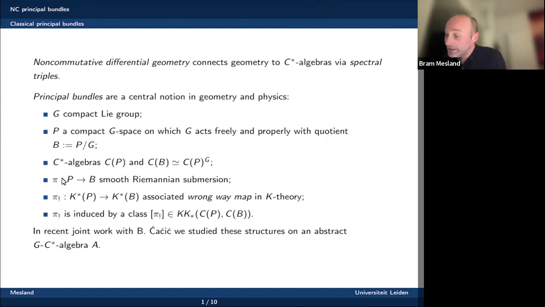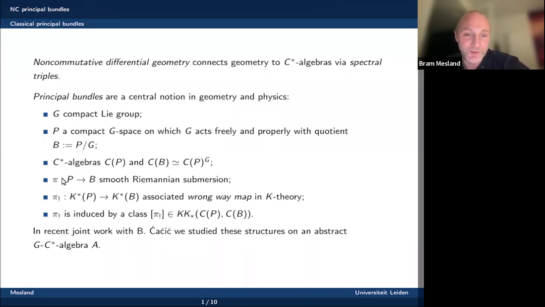So that's a disclaimer. Well, principal bundles we saw already, I think, in various talks, and we know they are a central notion in geometry and physics. And I just want to review the classical setup, which is again fairly simple. G is a compact Lie group. P is a compact G-space on which this group G acts freely and therefore automatically properly, with a quotient space P mod G.